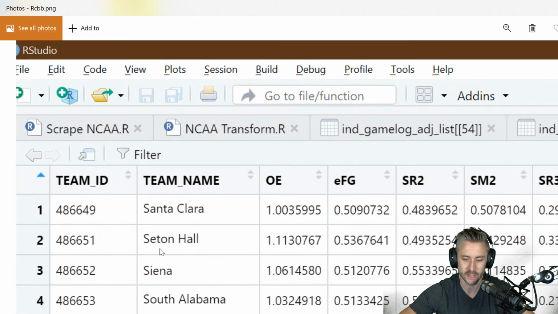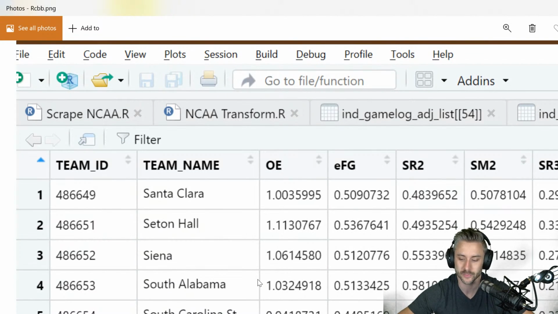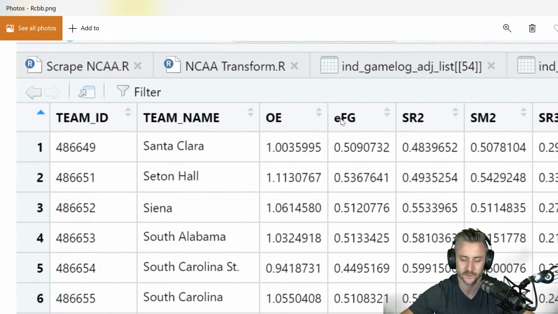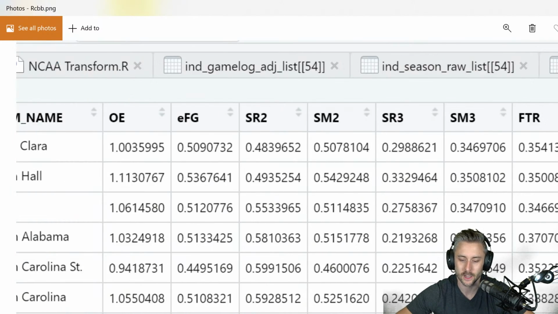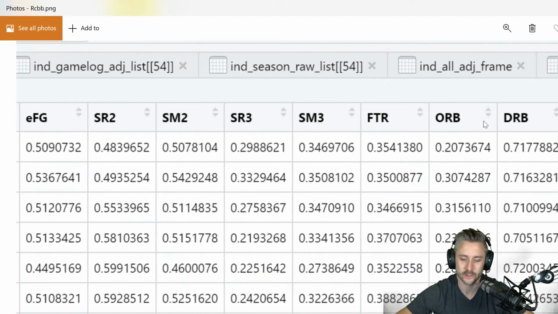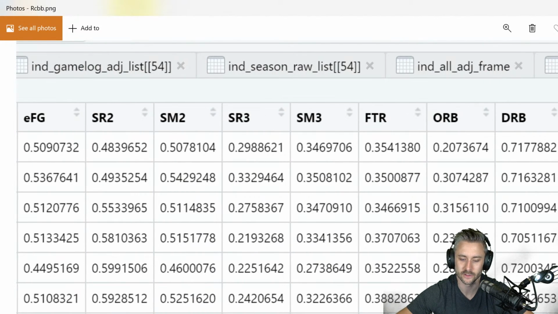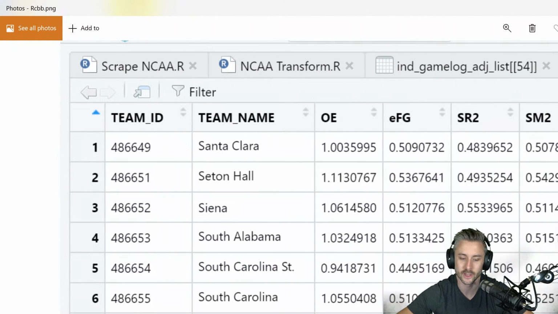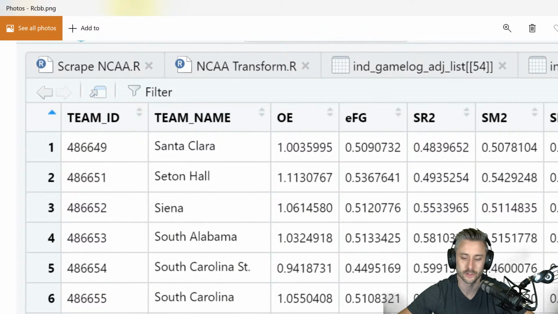So I have every team and every player with fully adjusted season-long efficiency stats. So you got your offensive efficiency, effective field goal percentage. SR2 is pretty much shot rate, 2-point shot rate. SM2 is 2-point field goal percentage. So like these are all adjusted and everything. Free throw rate, one of the 4 factors. Offensive rebound percentage, defense, total rebound percentage, assist, steal, block, turnover, foul percentage. And then the opposites for defense.